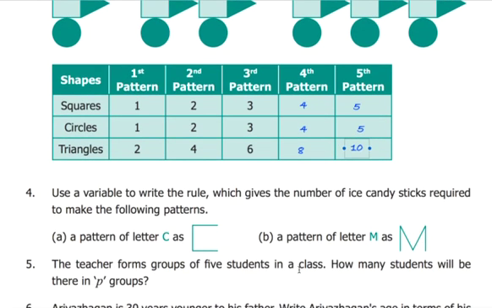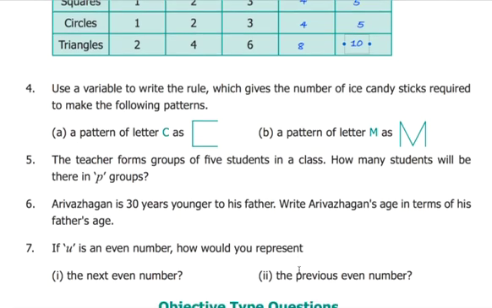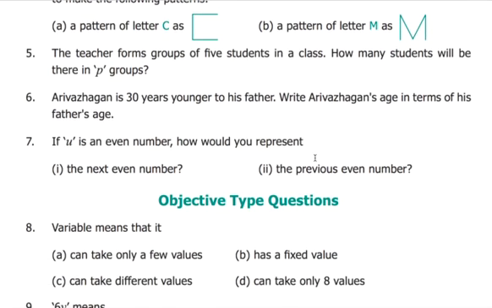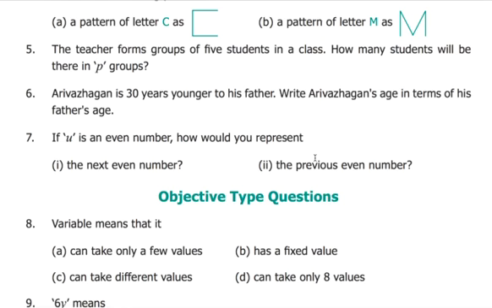Use a variable to write the rule which gives the number of sticks required to make the following pattern. A pattern of letter C, 3 sticks are needed. A pattern of letter M, 1, 2, 3, 4, 4 sticks are needed. The teacher forms a group of 5 students in a class. How many students will there be in P groups? P into 5, 5P.